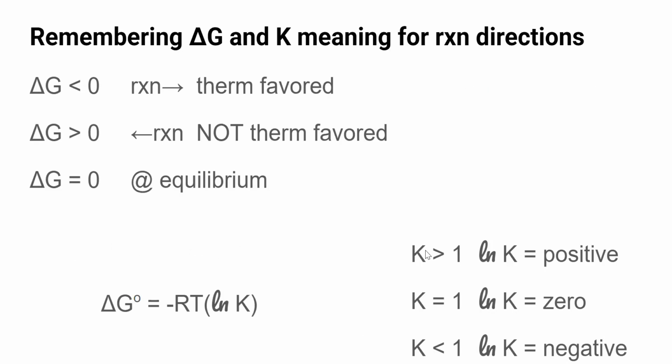That means for the K value, if K is equal to 1, then the ln of K is 0. If K is greater than 1, so it's a big K, the ln of K is positive. Little k, the ln of K is negative. So if it's a forward reaction, the ln of K is positive. If it's a reverse reaction, or the reactants are favored, then the ln of K is negative.